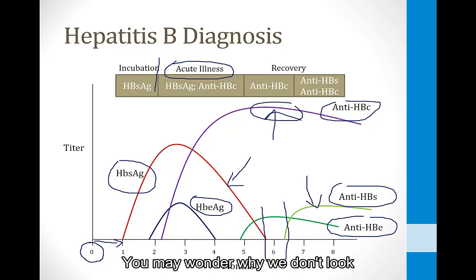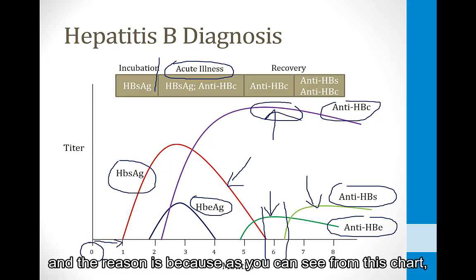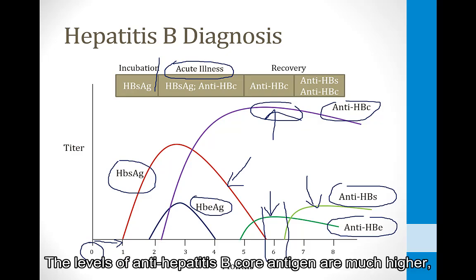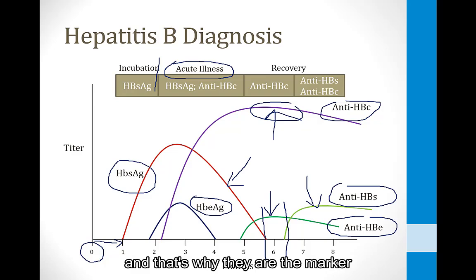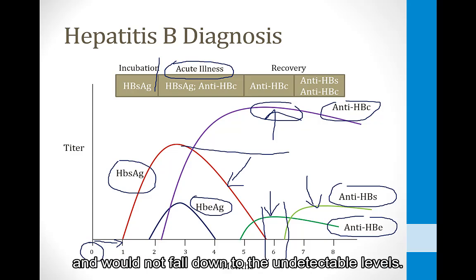You may wonder why we don't look for anti-hepatitis B E antigen during the window period, and the reason is because, as you can see from this chart, the titer of that antibody is relatively low, and it is not a reliable marker of infection. The levels of anti-hepatitis B core antigen are much higher, and that's why they are the marker of infection during the window period. Also note that if a patient were to convert to chronic hepatitis B infection, then this red line would just continue out in this manner and would not fall down to the undetectable levels.